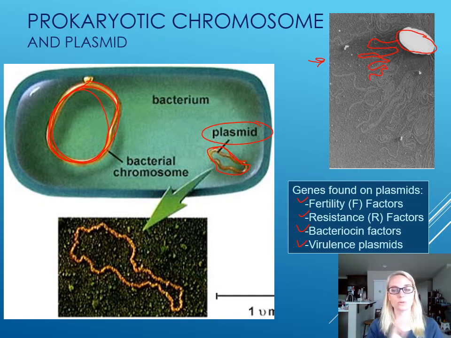So the chromosome carries all of the genes needed for the cell to be a cell. The plasmid carries specialty genes that are not required. They're kind of the bonus genes, okay? Now, not all cells have to have a plasmid. They may or may not. It's optional. But when they do, and they express those genes, then they would be able to carry whatever traits are carried on those plasmids, okay?